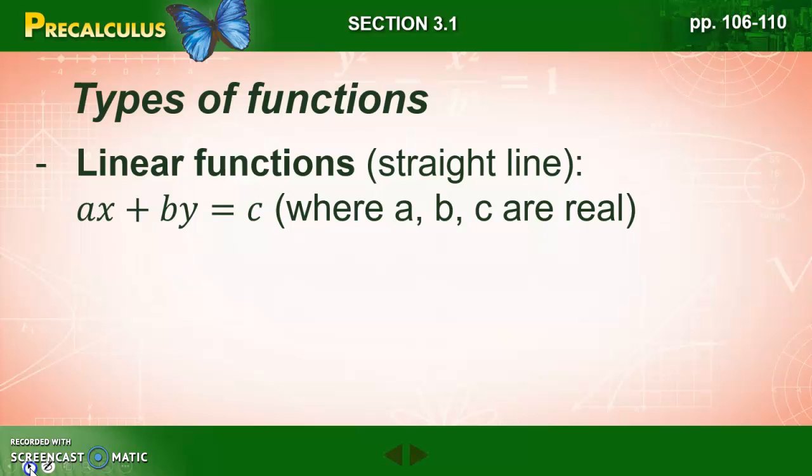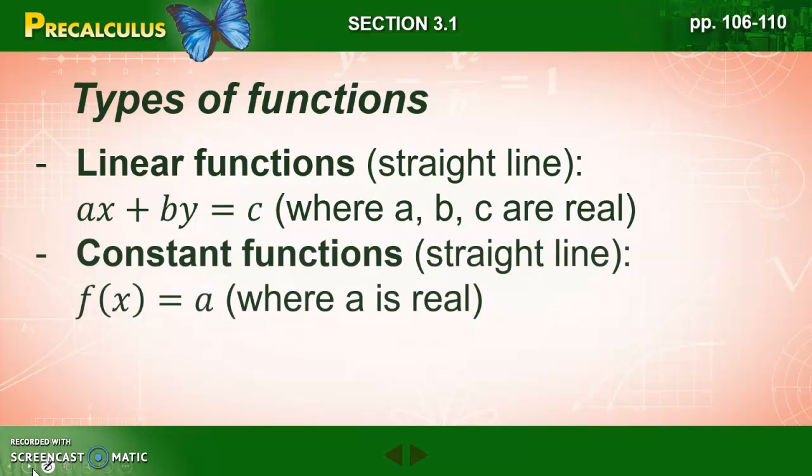We're going to take a look at what some linear functions look like and see if you can identify them here in a minute. Another type of function is a constant function. And a constant function is also a straight line, and that's when f of x equals a, where a is a real number. All right, so you've got a straight line there. F of x equals a. So you've got a straight line through your y value, maybe at 3, maybe at 4.